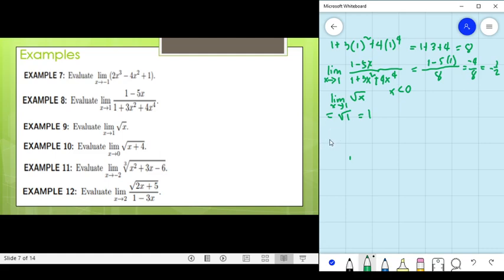So let's proceed to example number 10. Example number 10 states the limit of square root of x plus 4 as x approaches 0. If we replace x with 0, then 0 plus 4 is 4, and the square root of 4 will not equal a negative value. So applying the radical rule, we have the square root of 0 plus 4, and the square root of 4 is equal to 2.